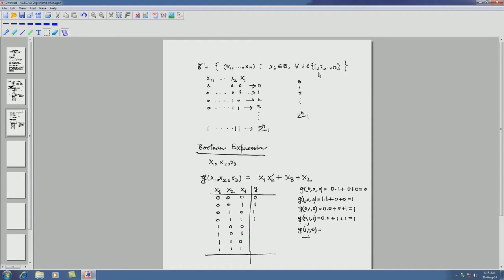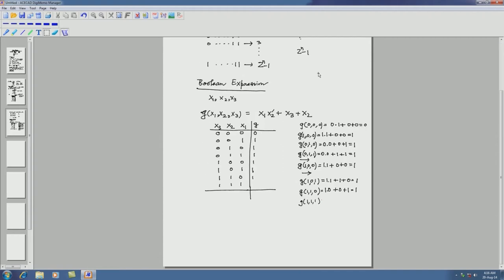So, x1, remembering that x1 to x3 is in this direction, x1 is 1, x2 is 0 complement, so it is 1, then x3 and x2 both are zeros. So, I get 1, I write over here, then see g 1, 0, 1. So, it is x1 is 1, x2 complement is 1, then x3 is 1, x2 is 0, this also is 1, and then g 1, 1, 0 is x1 is 1, x2 complement is 0, then x3 is 0, then x2 is 1, this is again 1, and g 1, 1, 1, we get x1 is 1, x2 complement is 0, x3 is 1 and x2 is 1. So, again I have got 1.